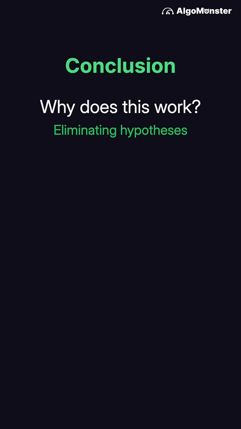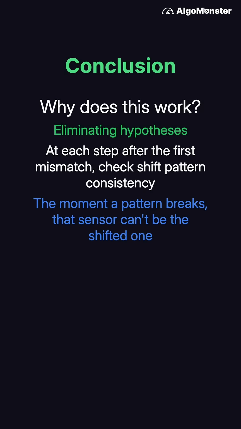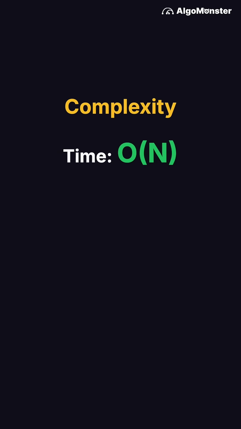Why does this work? We're eliminating hypotheses. At each step after the first mismatch, we check whether each sensor's shift pattern is consistent. The moment a pattern breaks, we know that sensor can't be the one that shifted, so the other one must be faulty. If both patterns stay consistent all the way through, we can't tell which sensor dropped the value, so we return -1.